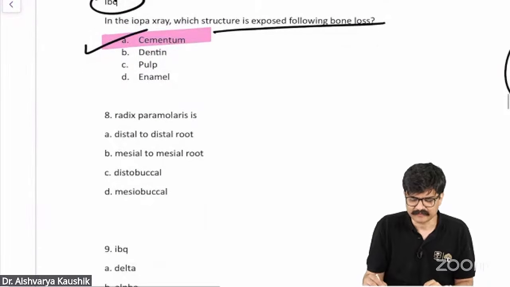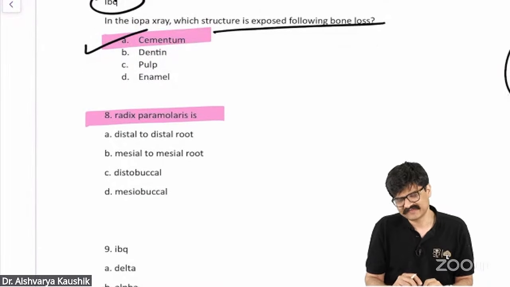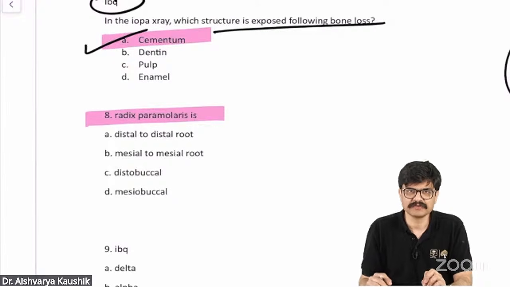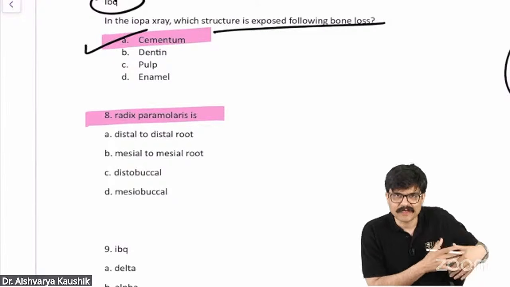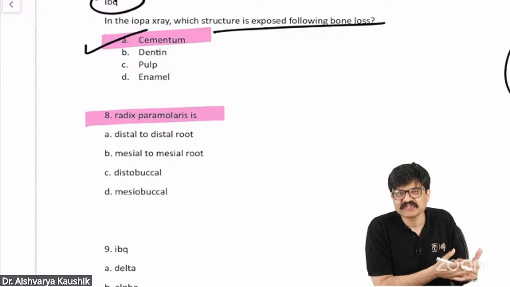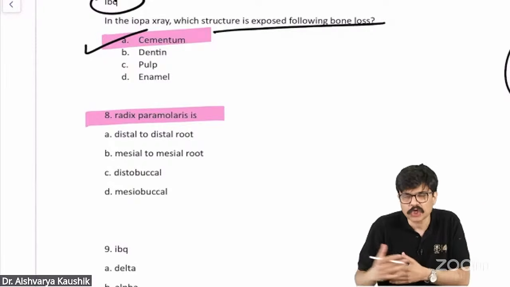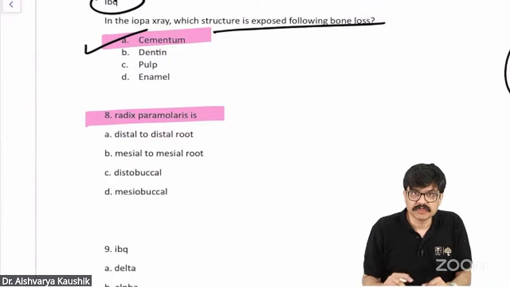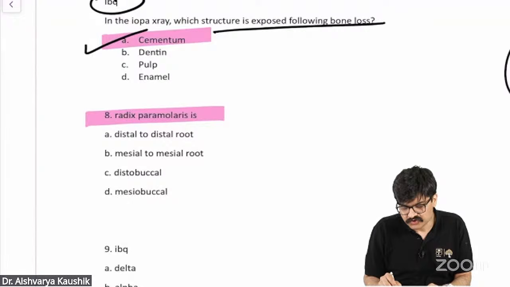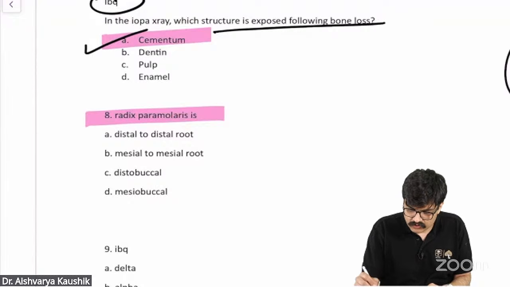Then you have radix paramolaris. That's simple, guys. It's a simple one, you've been doing it in all your BDS Viva questions. Radix entomolaris is a supernumerary distal lingual root in a mandibular molar. Radix paramolaris is present mesiobuccally to the mesial root, so the direction is mesiobuccal. Some controversy is there whether this mesiobuccal option was there or not, guys.